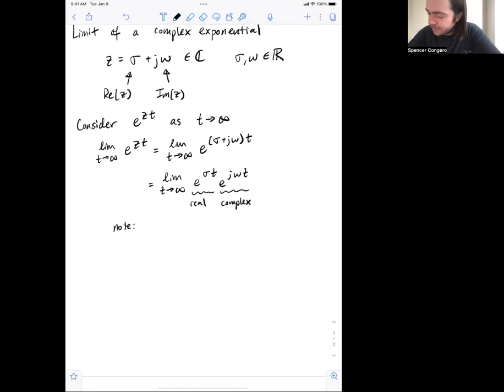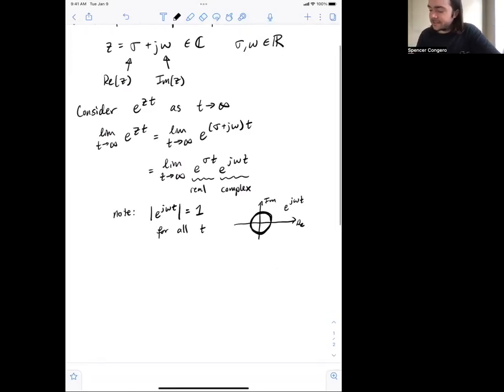Let me just make a note here. The magnitude of this: when t is any number, this is just a complex number in polar form, e to the j times some real number, because omega is real. And so that's just a complex number in polar form with magnitude 1. The magnitude of that is always 1 for all t. So what it looks like as t increases in the complex plane, with imaginary part and real part: if omega happens to be positive, then it's just going to go around and around and around the unit circle that direction. If omega is negative, it's going to go around the other way. But in any case, the magnitude is always 1, and that complex number is always somewhere on the unit circle.